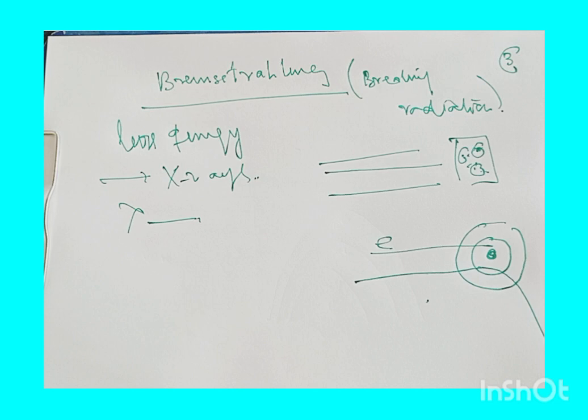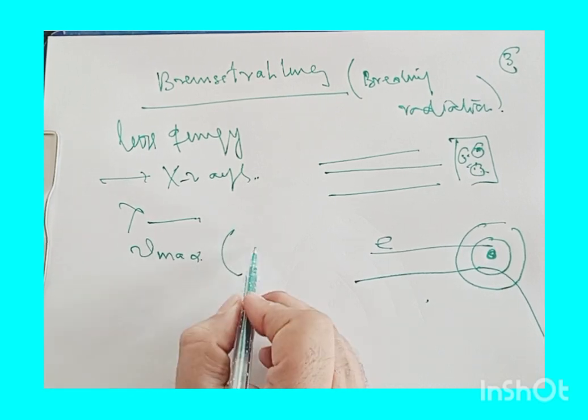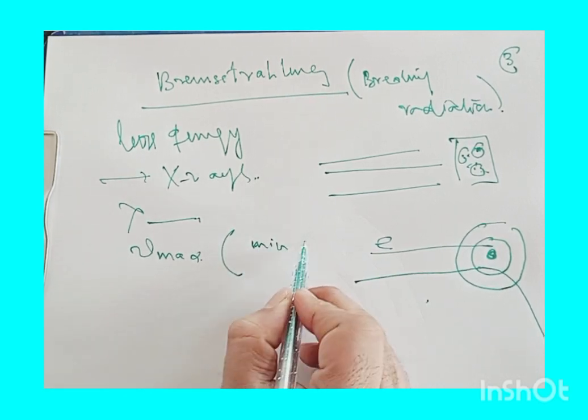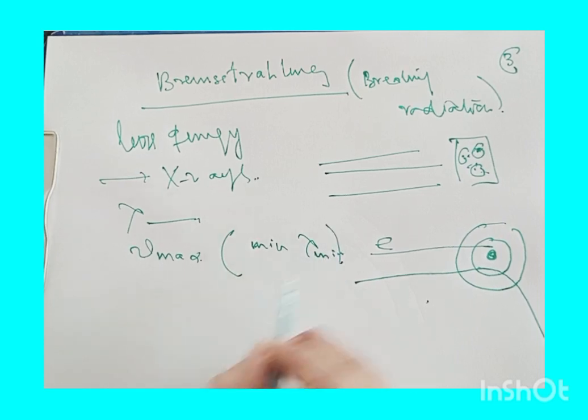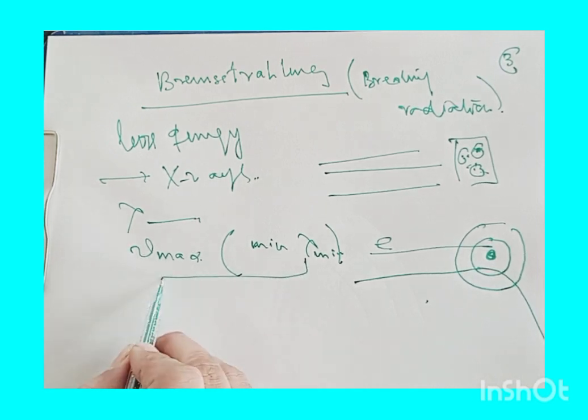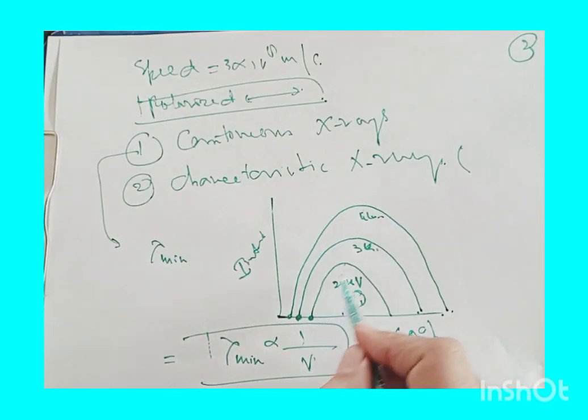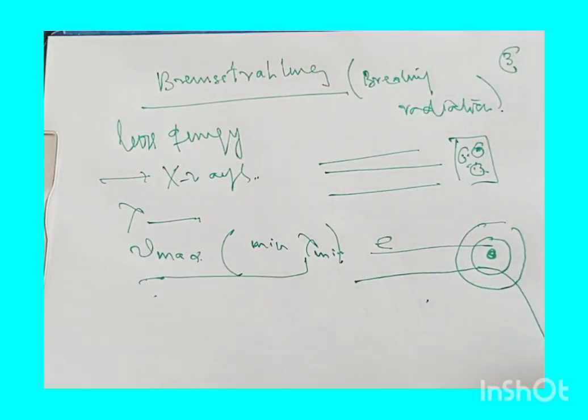Now, these X-rays consist of a continuous range of frequencies, ranging from some maximum frequency, say nu max, or at the same time some minimum wavelength, lambda min. The range of frequencies that I talked about here in this graph is called the continuous X-ray spectrum.